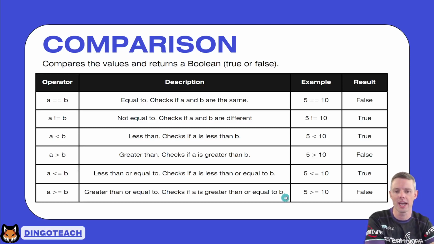And then A is greater than B. It's the opposite. I don't really have a mnemonic for that one. 5 is greater than 10. Well, that's false because 5 is a smaller number.